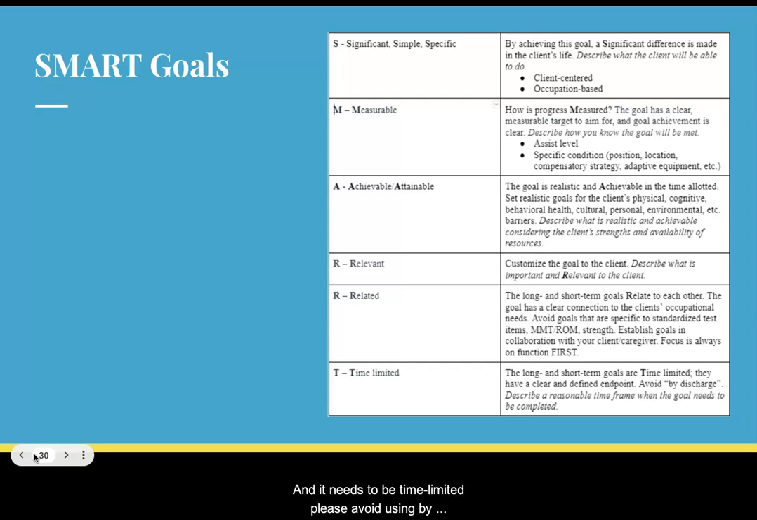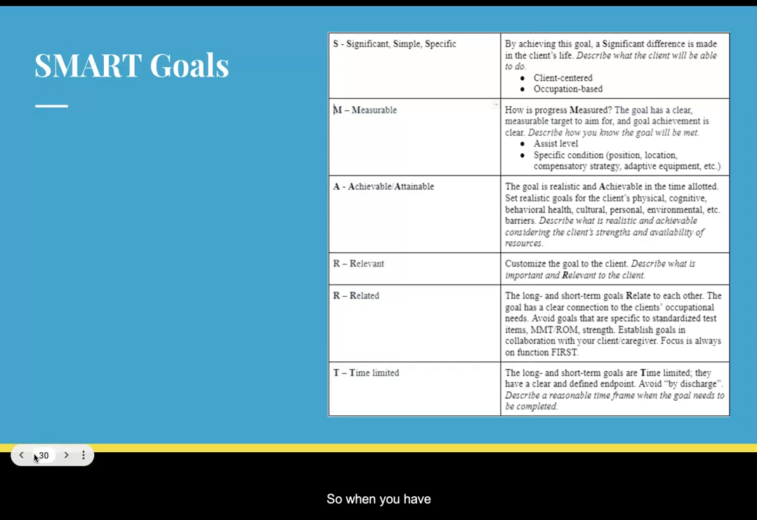And it needs to be time limited. Please avoid using "by discharge." That is very nebulous, with no time frame really attached to that. And that time limitedness also really correlates with discharge planning.